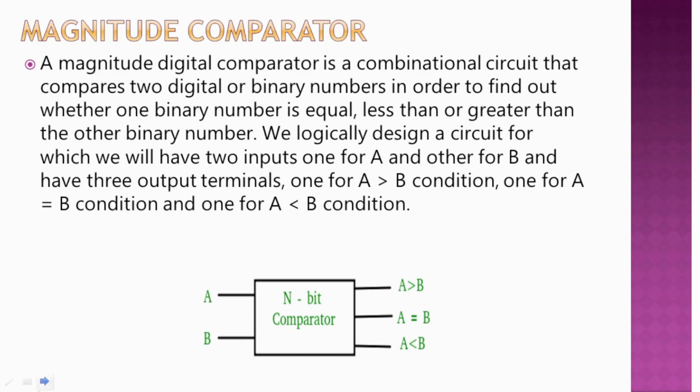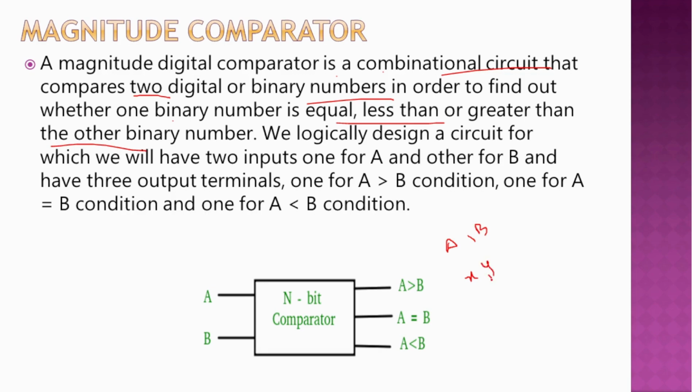The first topic in this video is the magnitude comparator. What is meant by a magnitude comparator? It is a type of combinational circuit that compares two digital or binary numbers in order to find out whether one binary number is equal to, less than, or greater than the other binary number. For example, the two inputs may be A and B, or X and Y.